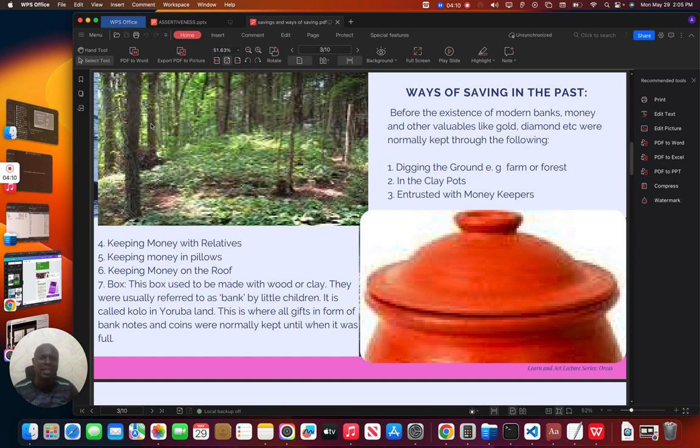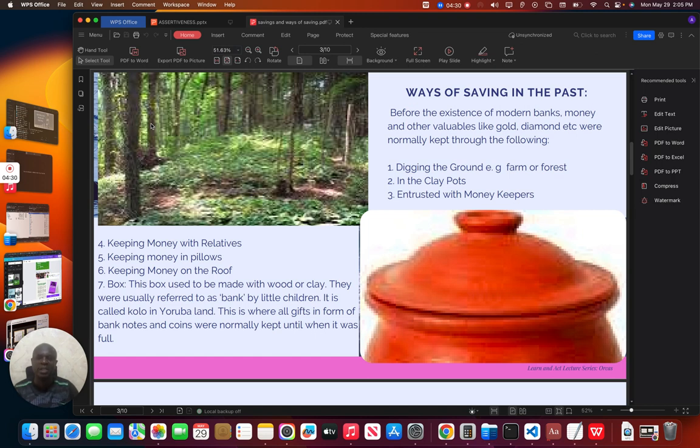Some, they use clay pots. So they keep money or their valuables inside the pot. Entrusted with money keepers. Some, they believe that some people can assist them to keep their money. So they give it to them because they trust them.